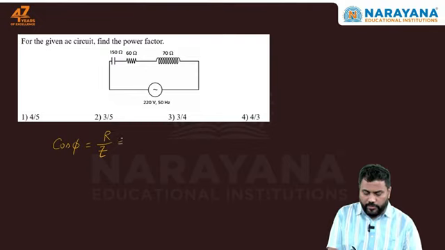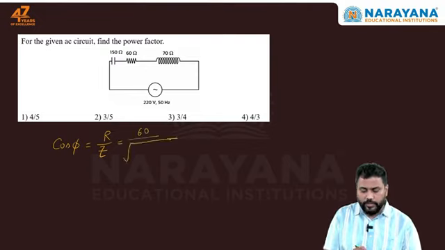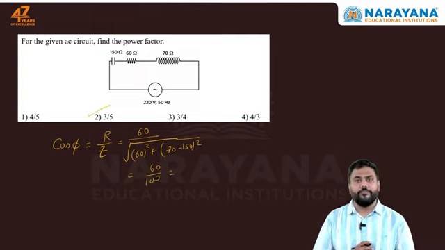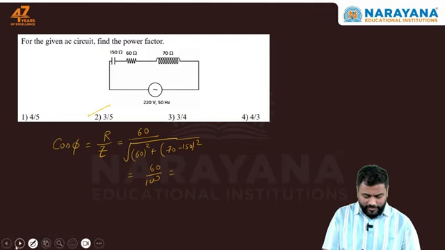The value of resistance in the question is easily visible. It is 60 ohms divided by Z of the circuit. Z is going to be the square root of R square, which is 60 square, plus (XL minus XC) square, which is (70 minus 150) square. If you solve this, we are getting 60 by 100, or 3 by 5. Let's go to the next question.